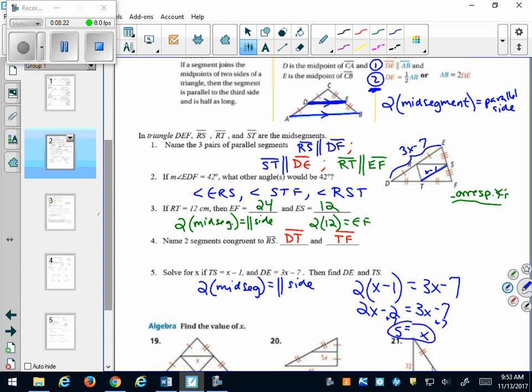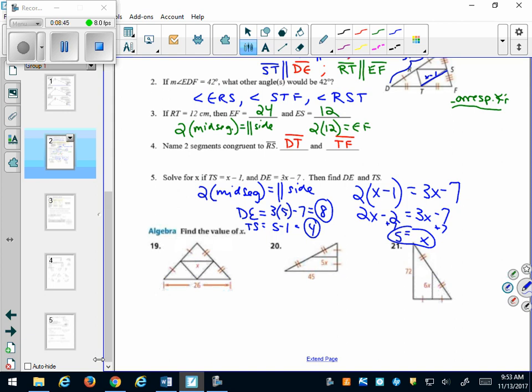If x is 5, now we plug that back in, and we get DE equals 3 times 5 minus 7, which is 8, and TS equals 5 minus 1, which is 4. Makes sense that one is half of the other one.